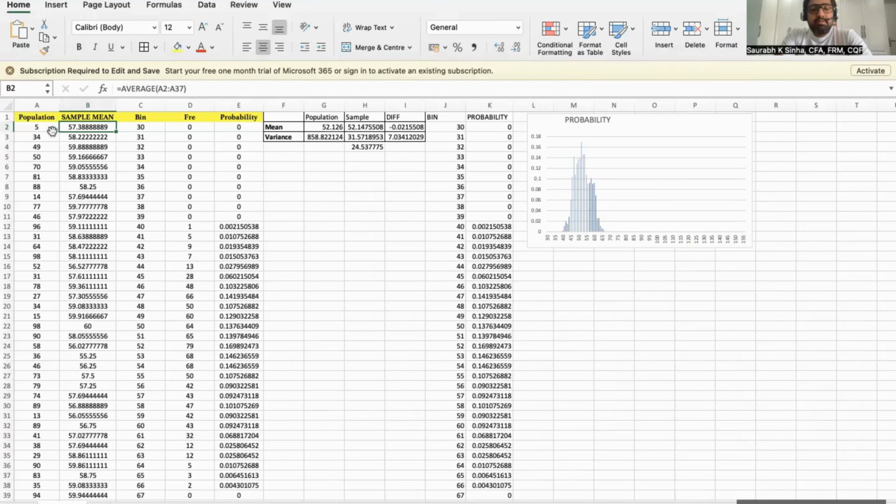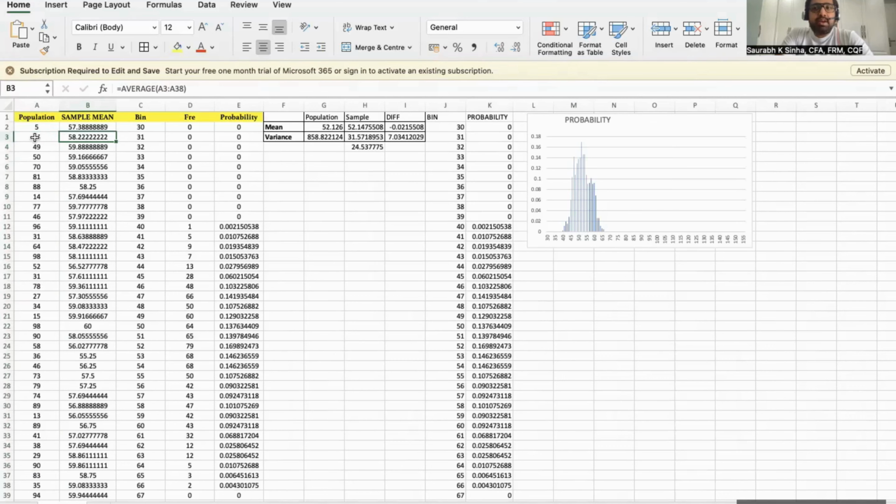What is my sample? In the first case, my sample goes from A2 till A37. So actually the sample size is 36. A2 till A37, sample size is 36. Okay. I took the first 36 samples, so the sample size is greater than 30.